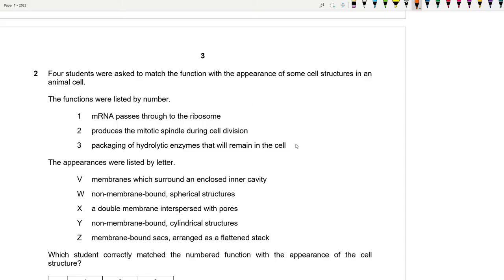3 is the Golgi body, or the Golgi apparatus, and this is the pore in the nuclear envelope and produces the mitotic spindle. So this is basically the centriole. The centrioles, and the centrosome is the location of the centrioles. Okay, there are two. So the appearances were listed by letter.